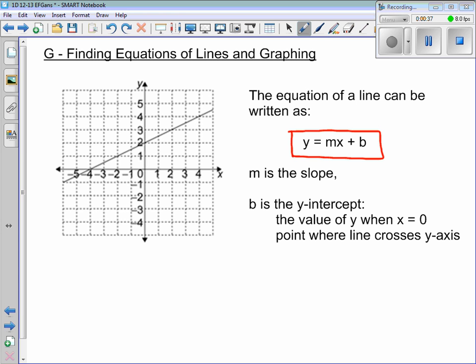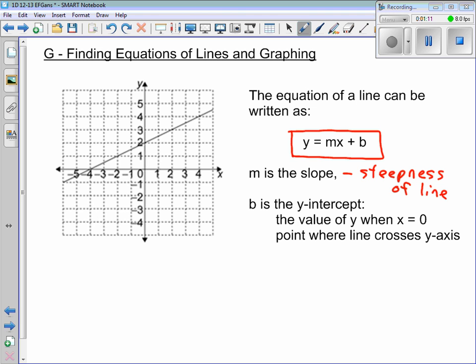M is the slope. We've been talking about slope in the last couple of lessons. So you know what slope is? It's just telling you how steep the line is. What we haven't talked about yet is what B represents. B is what is called the y-intercept. Okay? It is the value that y has when x is equal to 0. Another way of thinking about it is that it's the point where this line crosses the y-axis.